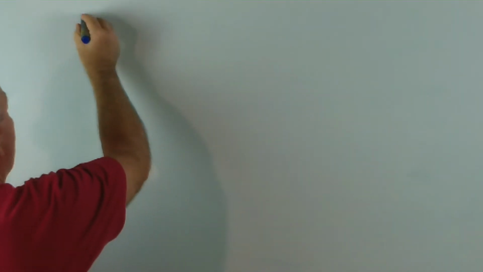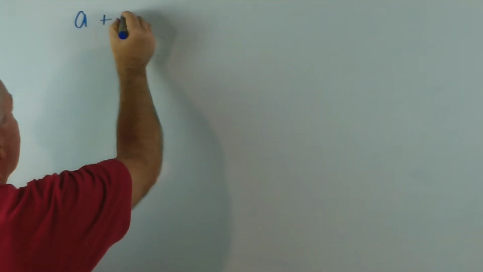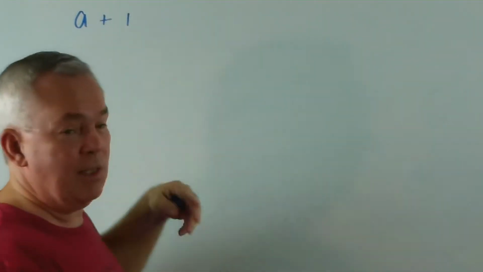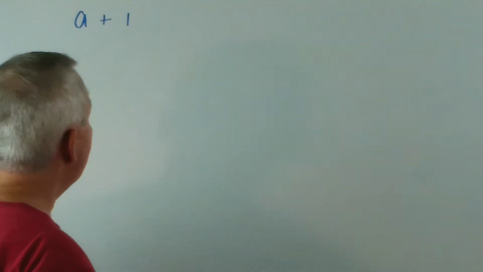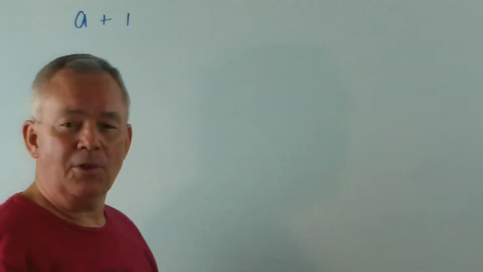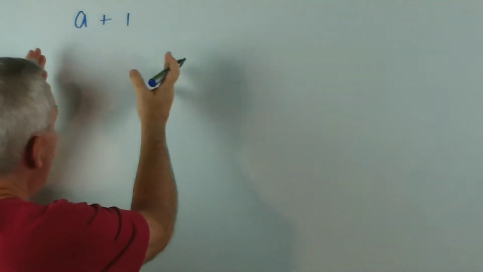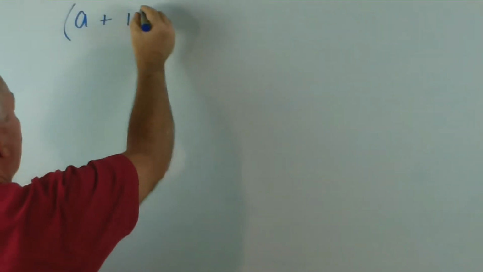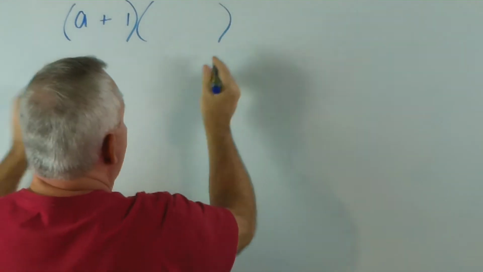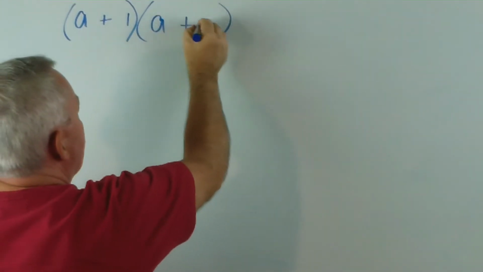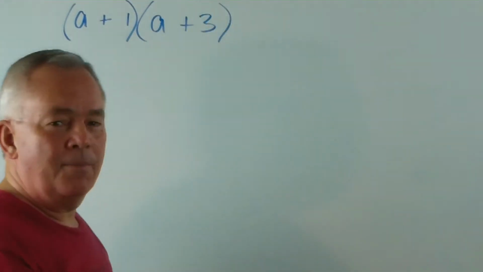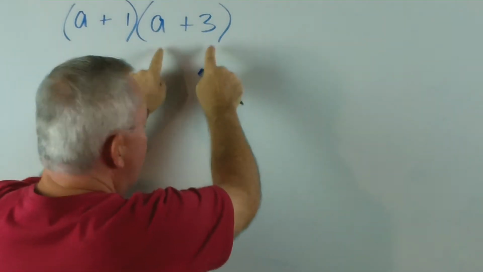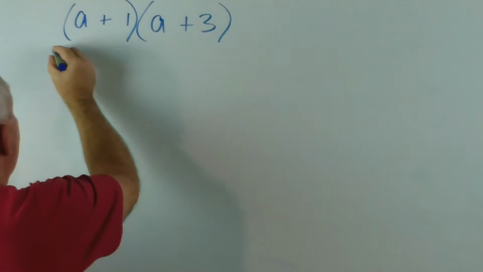A binomial is something like a plus 1. It's got 2 bits, that's it, binomial. If we had 3 bits it'd be called a trinomial. But here we are, a binomial. And if we multiply it by another binomial, so let's put one over here, and let's call it a plus 3, then here we have a binomial, 2 bits. Here we have another one, 2 bits. I'll write the word binomial.